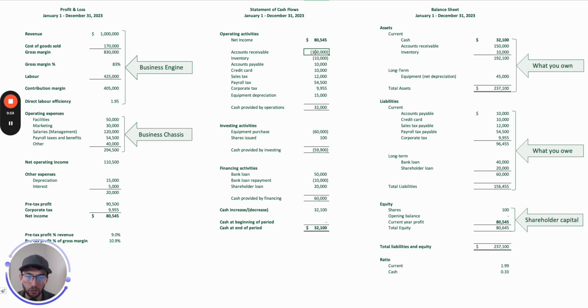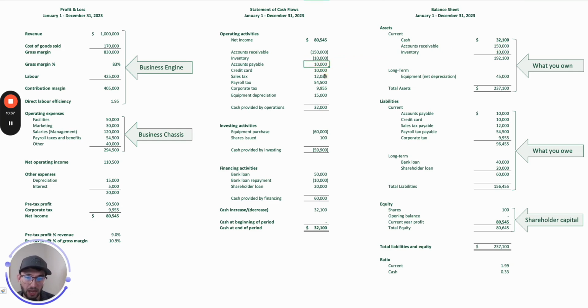In this scenario, we have accounts receivable of negative 150,000. What that means is that we billed out $1 million during the year, yet in accounts receivable we're still waiting on $150,000 to come into the bank. Inventory, negative 10,000. That means that we didn't use all of the inventory that we purchased. Some of that went into our inventory account, which you can see over here on the balance sheet. Here we can also see accounts receivable on the balance sheet as well.